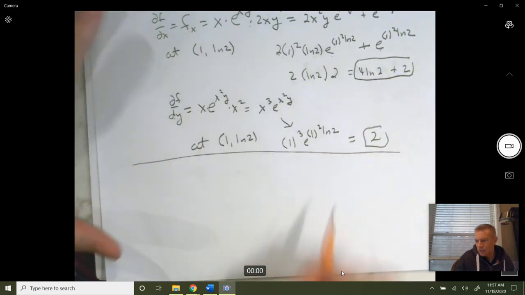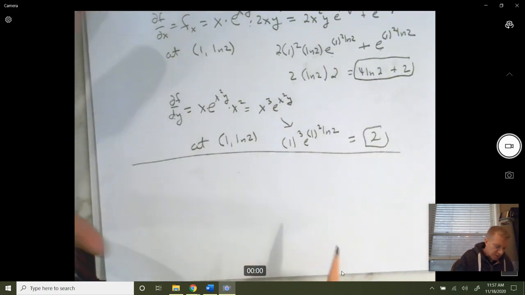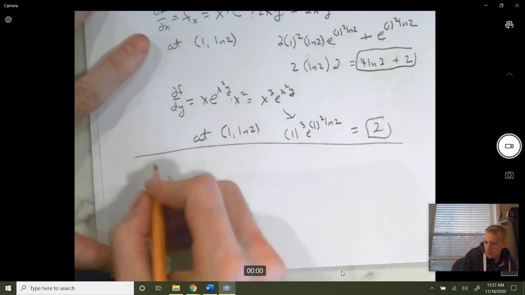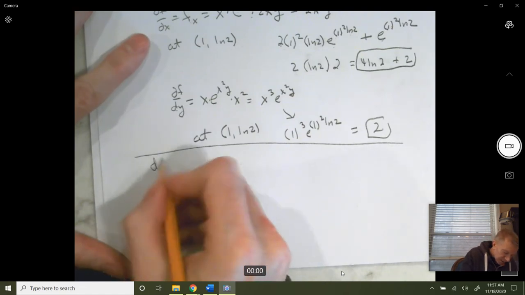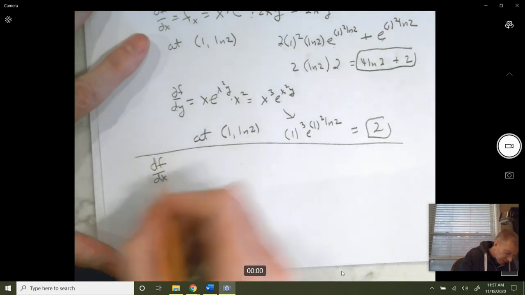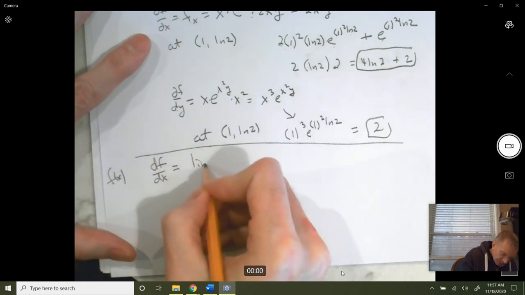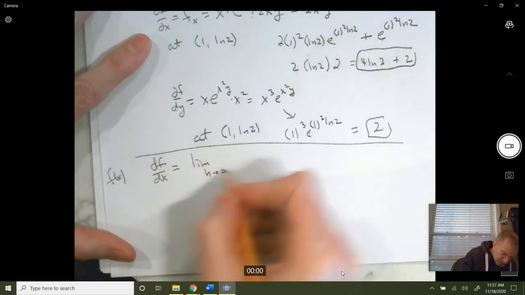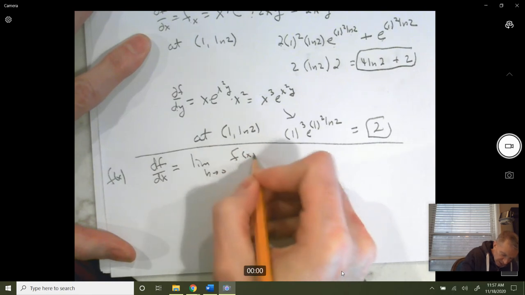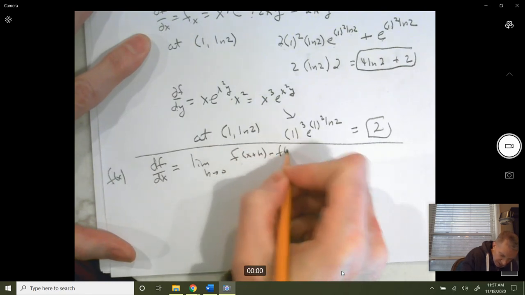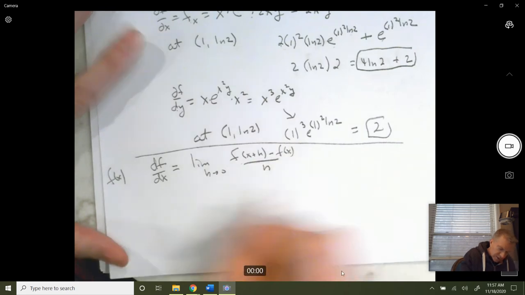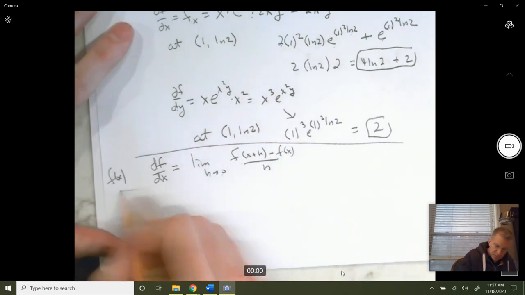Now, one thing I do want to talk about that they talk about in the book is your definition of a derivative. So remember the definition of a derivative, df dx when you have a function of one variable, is the limit as h approaches 0 of f of x plus h minus f of x all over h. That was from last year.